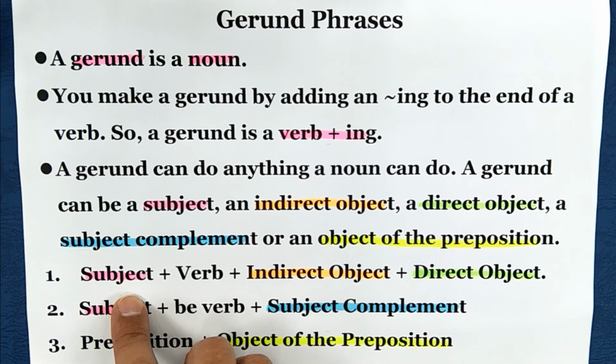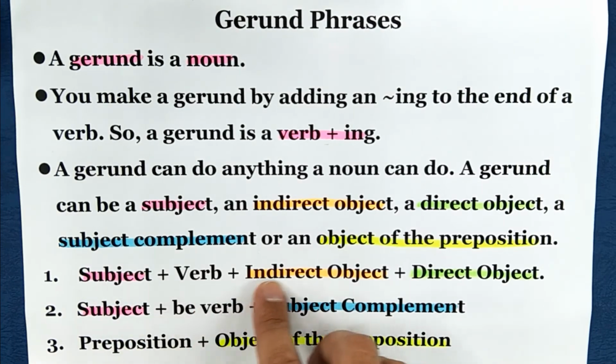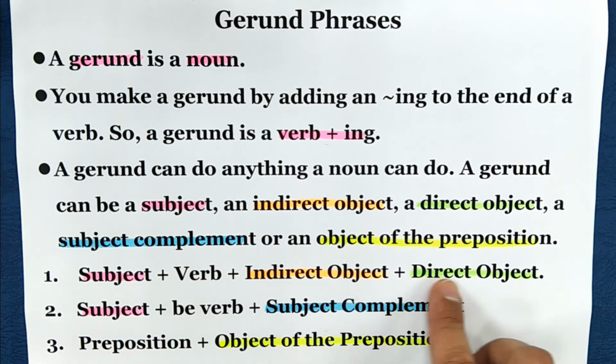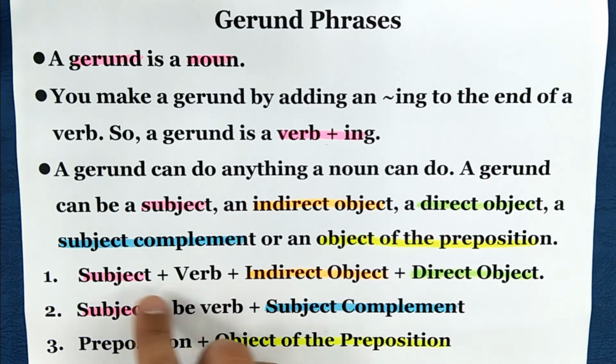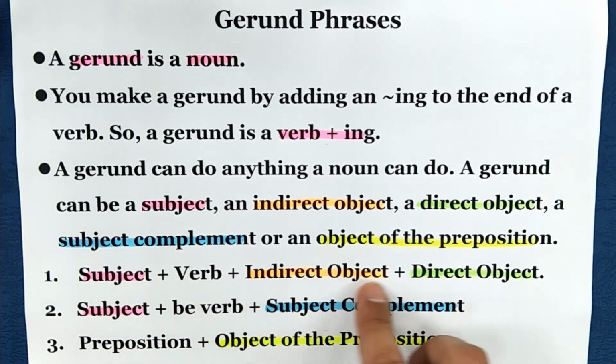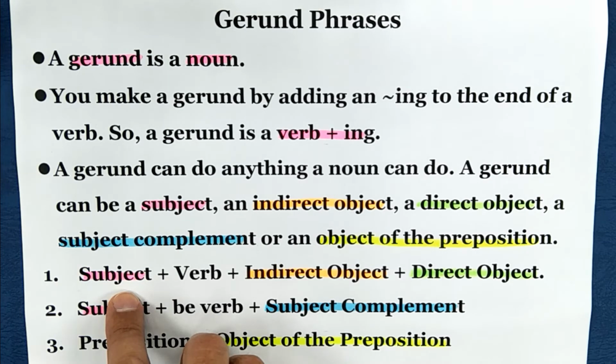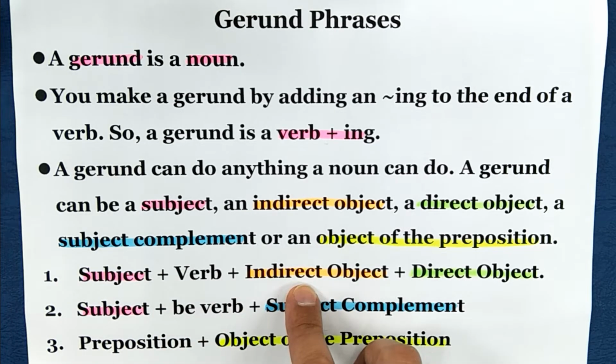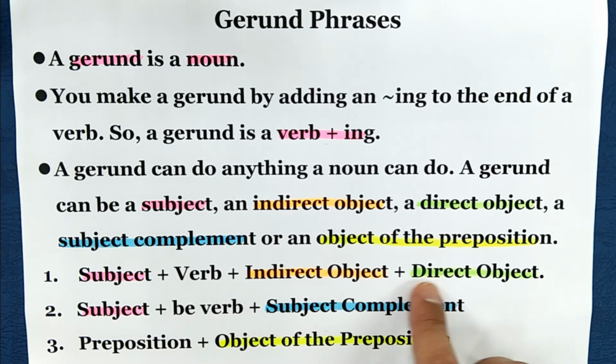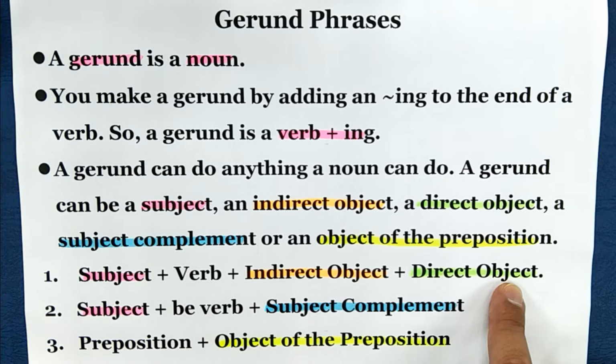The subject plus verb plus indirect object plus direct object. This is a basic English sentence. Subject, we can use a gerund. Indirect object, which is usually a person, we can use a gerund. A direct object, which is usually a thing, we can use a gerund.